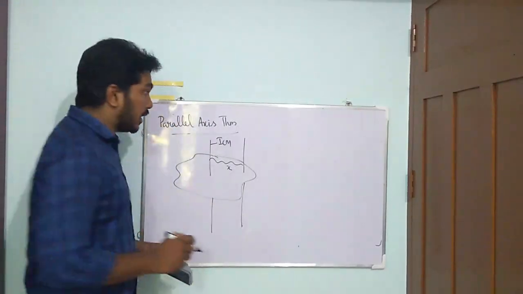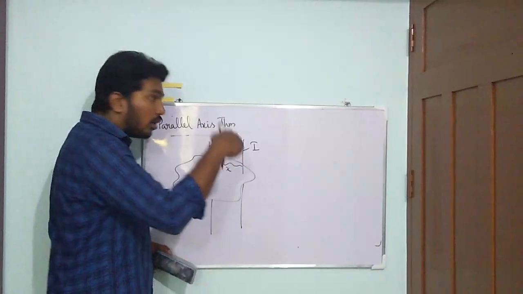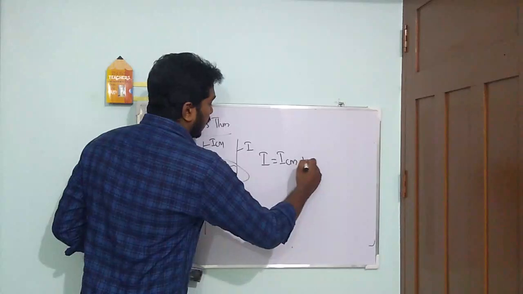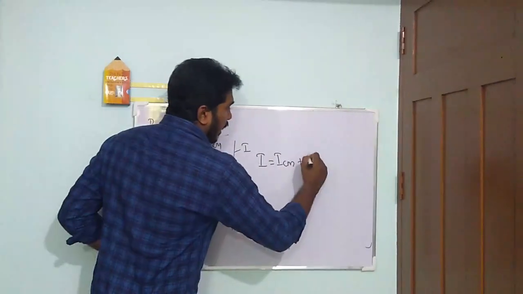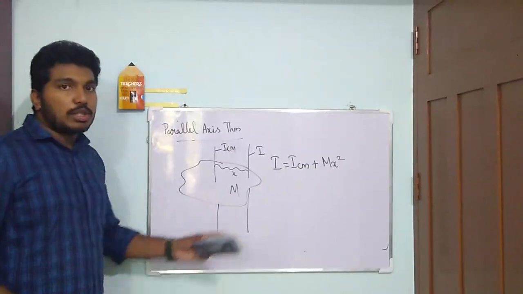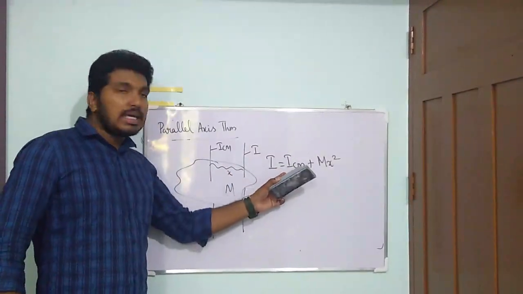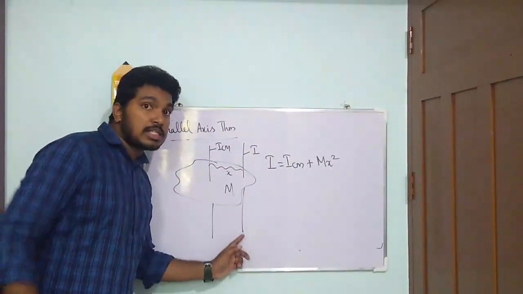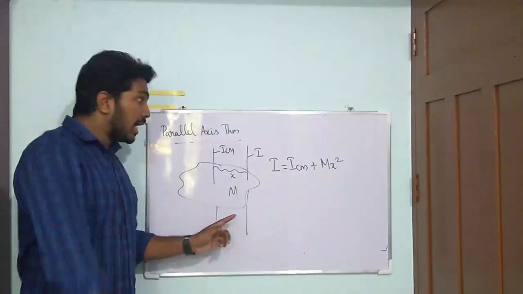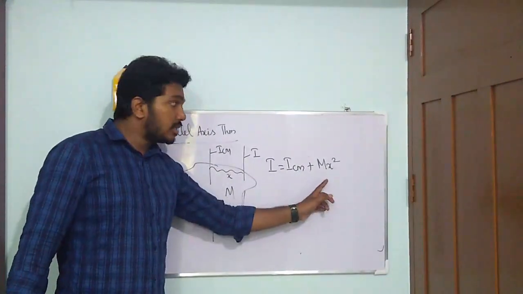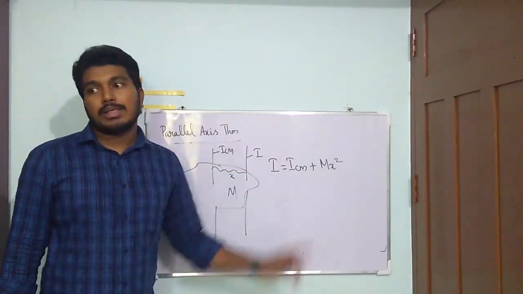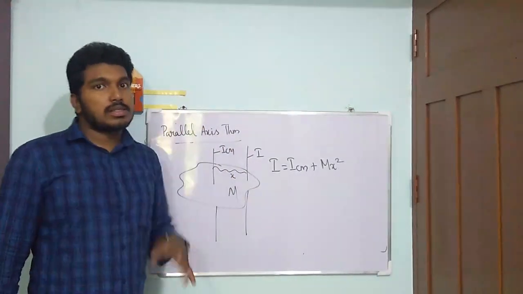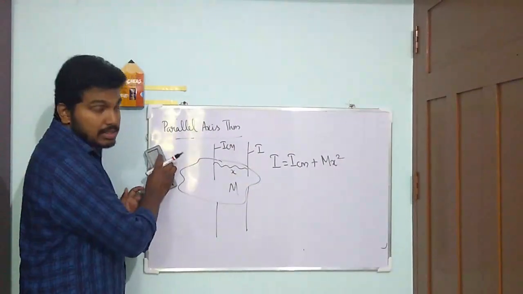So according to the parallel axis theorem, the moment of inertia I about this axis is given by I is equal to ICM plus mx², where the mass is m. So to know the moment of inertia about this axis, you should know the moment of inertia about the center of mass axis, ICM, and the perpendicular distance also should be known, plus mx². So the application level of this is very important. We'll see some questions later on. Okay, so that is the parallel axis theorem.